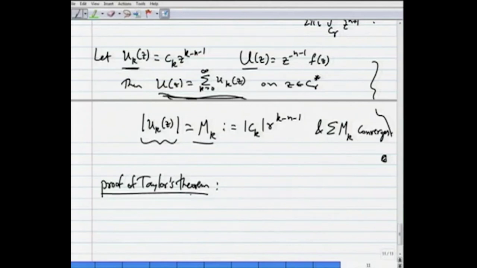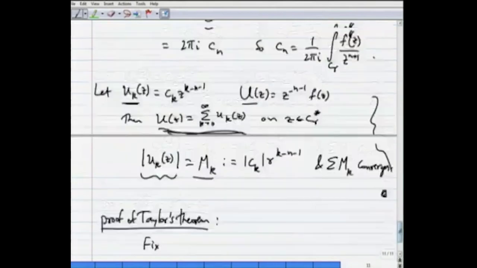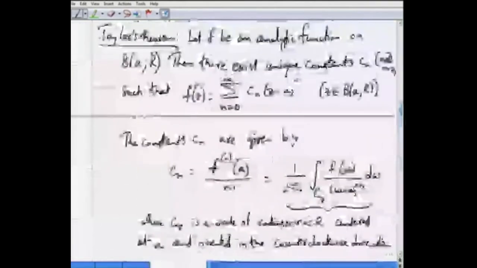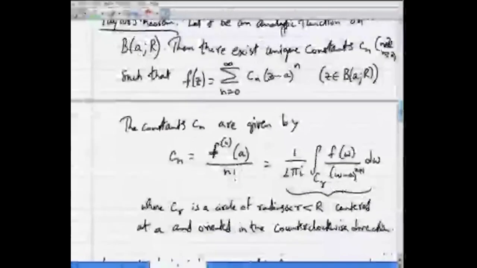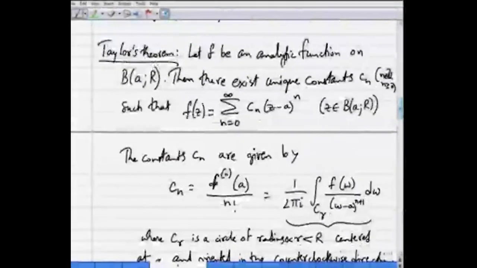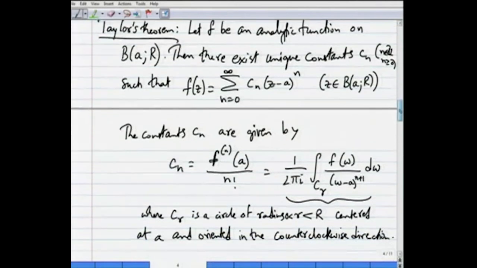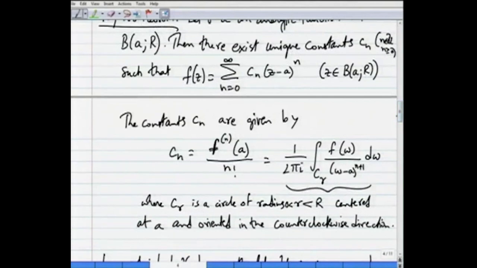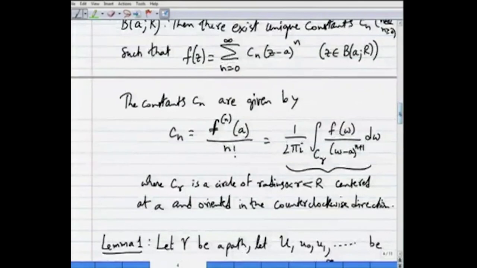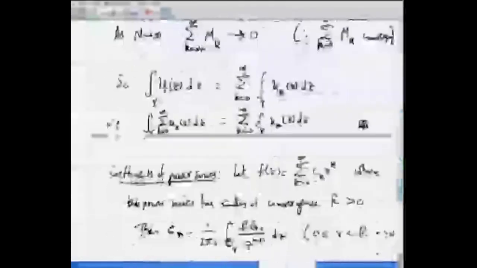So, we will start by fixing, let me revisit the statement of the theorem. It says that a function f is assumed to be analytic on B(a, R), R positive. Then f is locally a power series, and moreover the constants c_n are given by the nth derivative of f at a divided by n factorial. Okay. So, there are several things to prove here.